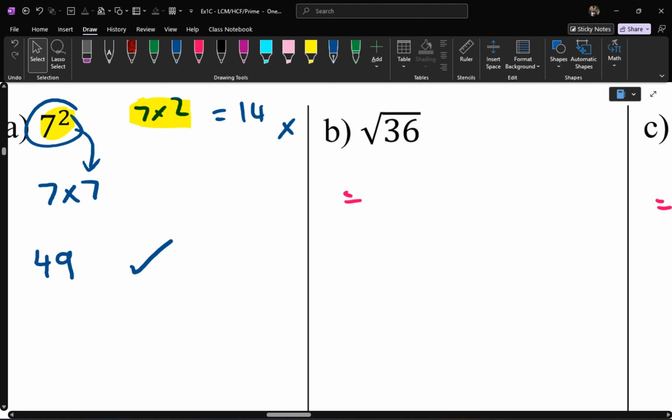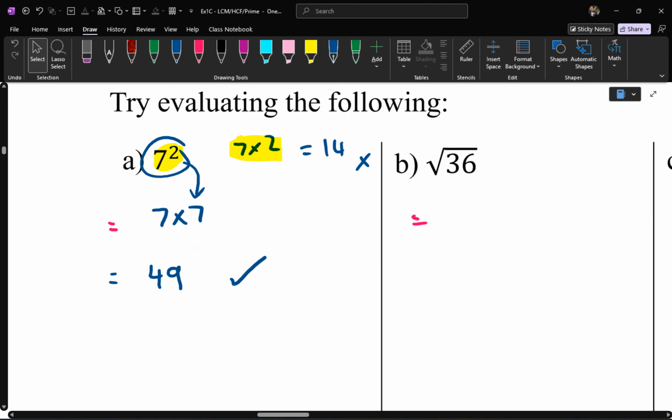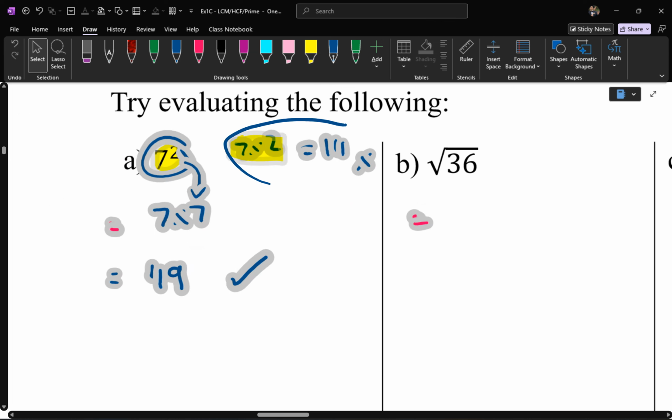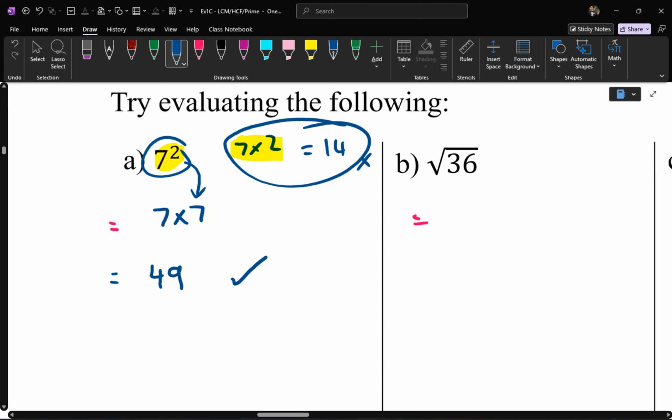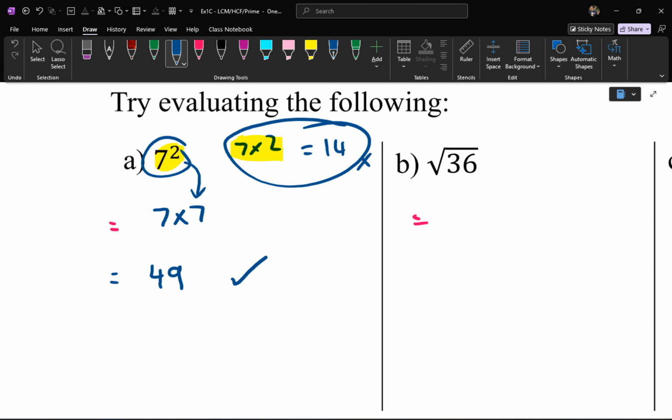Oh, whoops. Sorry, team. This is what I was writing. So 7 squared is not 7 times 2. That's what a lot of students think. 7 squared means 7 times 7. So 7 times itself twice, and 7 times 7 is 49.